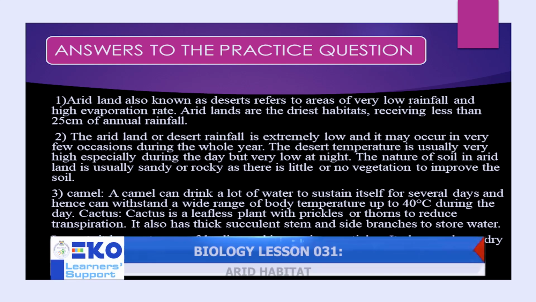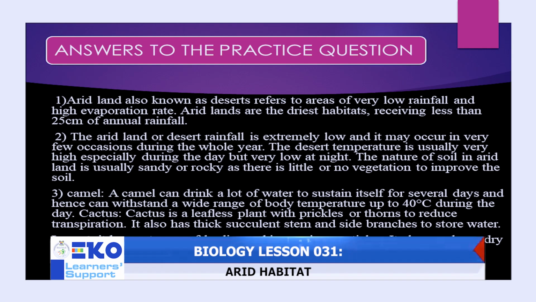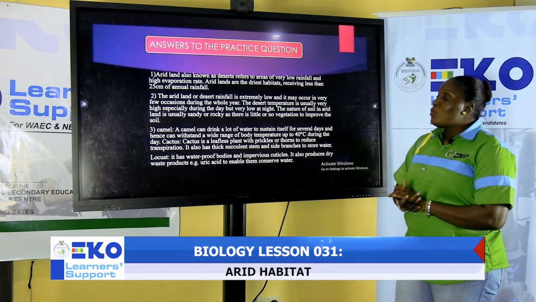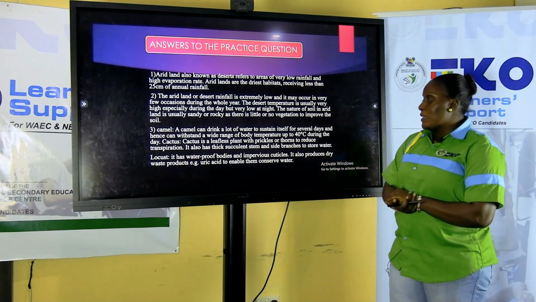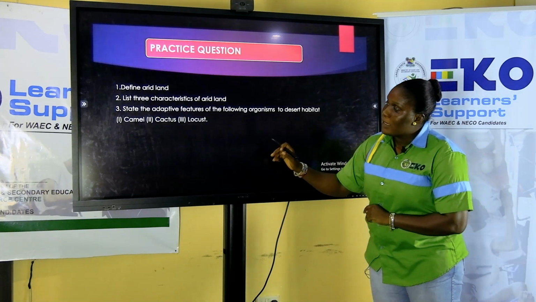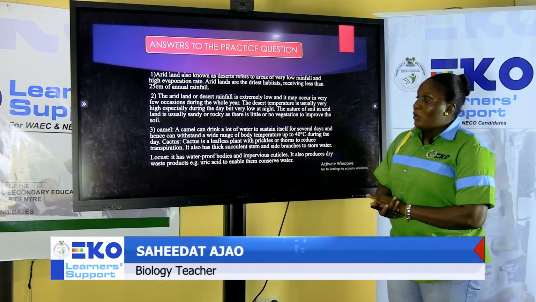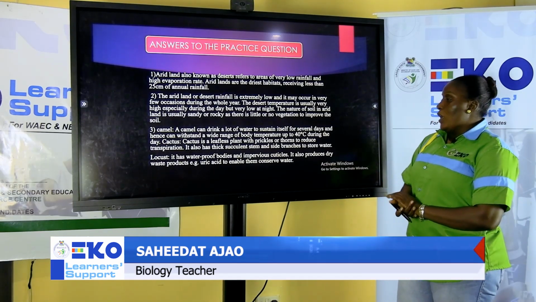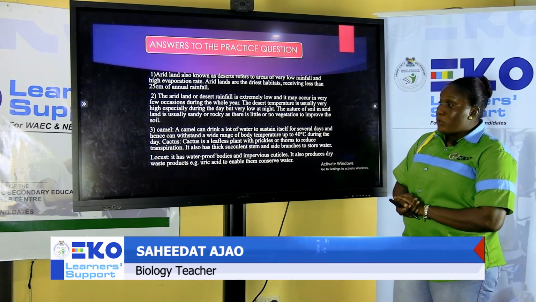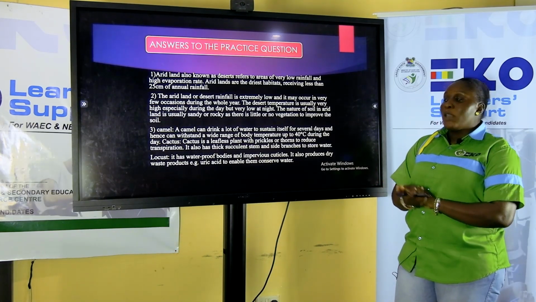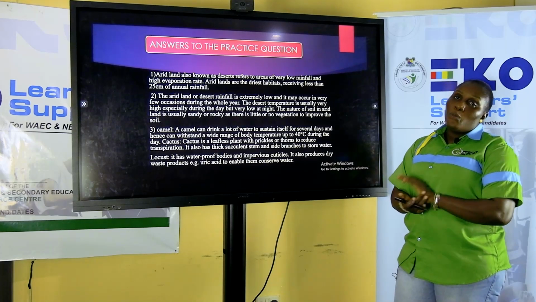The cactus has thorns to reduce what? Transpiration. And don't forget I said transpiration is the loss of water. It also has thick succulent stem to store what? Water. Another organism here is the locust. The locust, it has waterproof bodies and cuticle. It also produces dry waste products such as the uric acid to enable them conserve water.